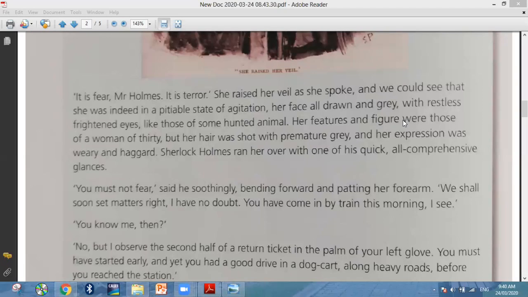Thanks, Hur. How could he know that she came by train? Very easy question. Sarim? Sir, because of the ticket. Yes, he could notice that. Because there is the second half of a return ticket in the palm of her hand. Thanks, Sarim.